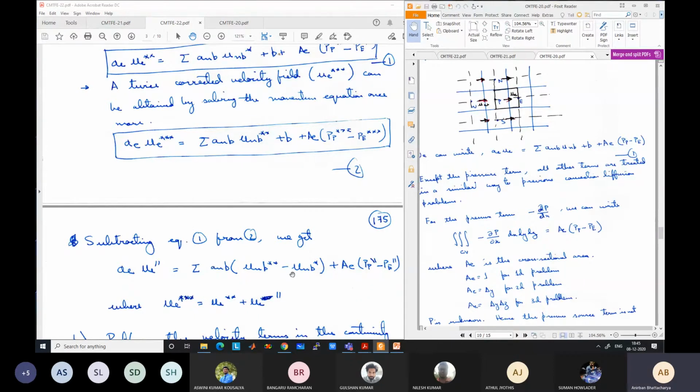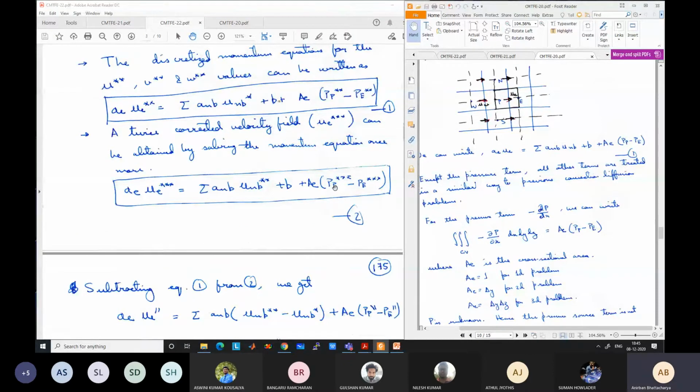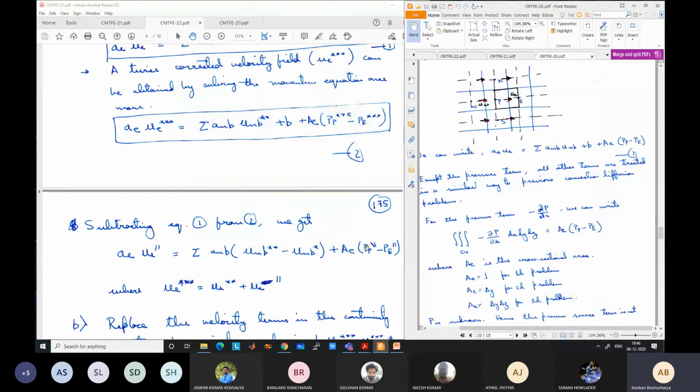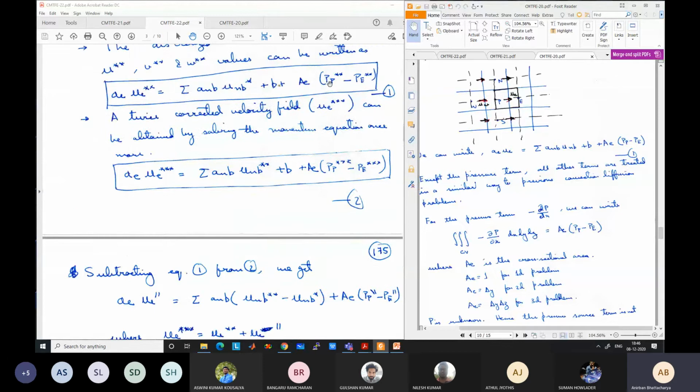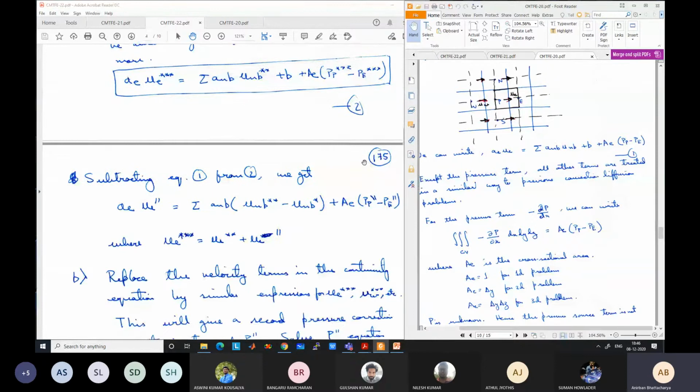But we can write aE uE double dash is equal to summation of aNB times (uNB double star minus uNB star), or this can be omitted totally, plus aE (PP triple star minus PP double star). Let us call this PP double dash, again another pressure correction, but this is the second pressure correction, not the first. So PP double dash is PP triple star minus PP double star. We already know the double star terms, but because we don't know the triple star terms, we don't know the double dash terms either. Similarly PE double dash. So this is now our second correction equation.